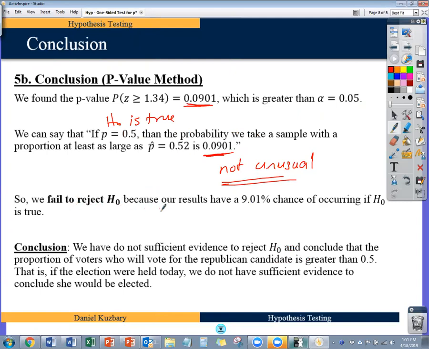So we're going to fail to reject H naught because our results have a 9.01% chance of occurring if H naught's true. You could also say we're going to fail to reject H naught because our results are not unusual. The chance of them happening is not less than 0.05. So they're not unusual. So we'll conclude the same thing. We don't have sufficient evidence to reject H naught. We can't conclude that she's going to be elected just from this one poll if the election were held today. So that's how a one-sided test for the proportion works.